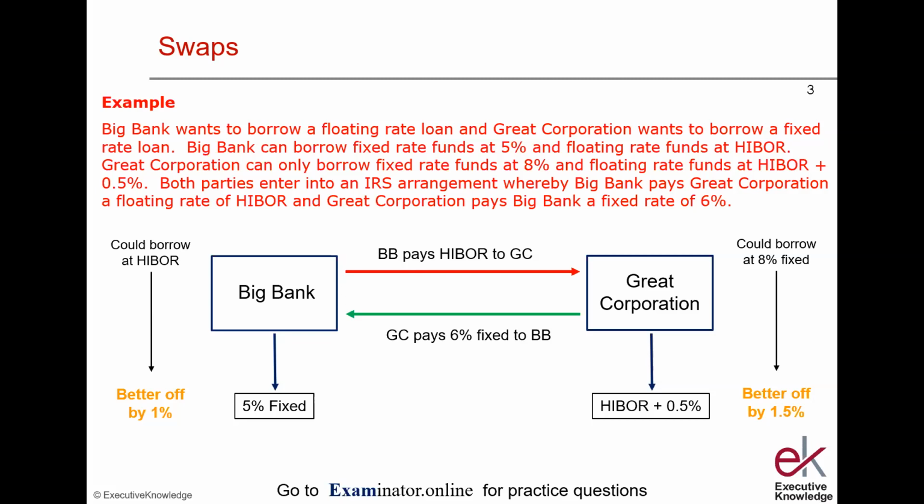Now, a question set in the Paper 7 exam will give you details of what Great Corporation and Big Bank can do in the markets, and then they'll ask you which one of the following will benefit both entities. And you will get examples of swap interest rate agreements. What you have to do is put the numbers into the diagram, and often there'll be two swaps that work, but one will be better than the other, and that will be the answer.